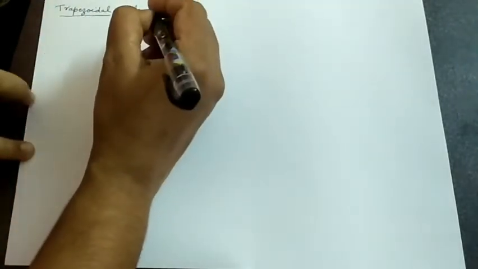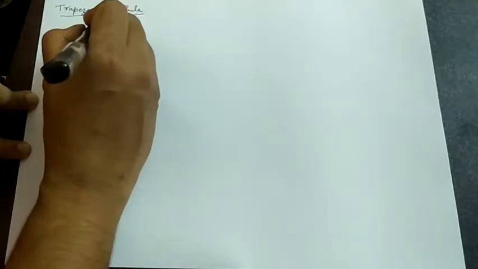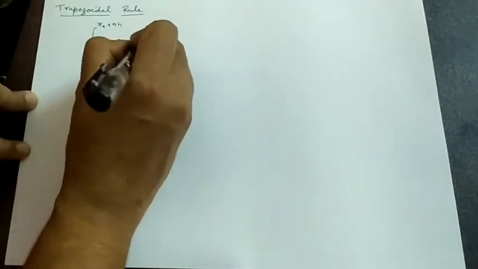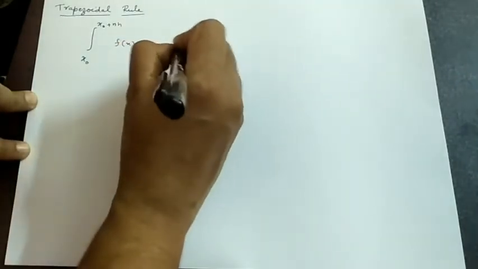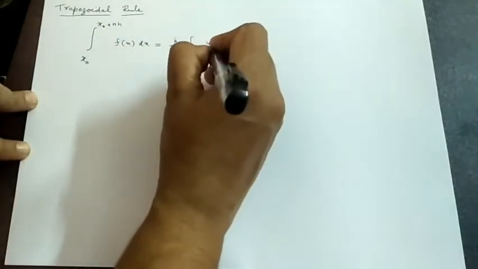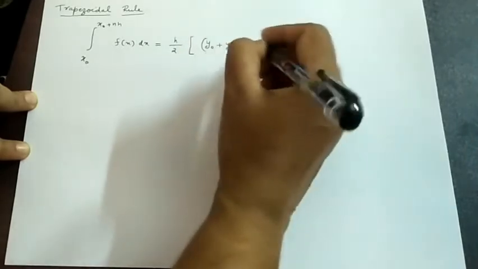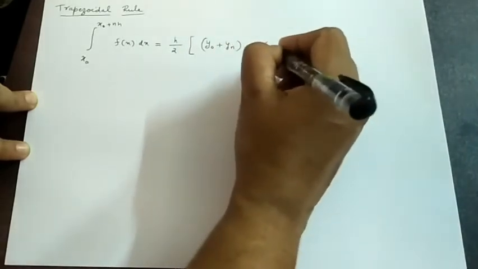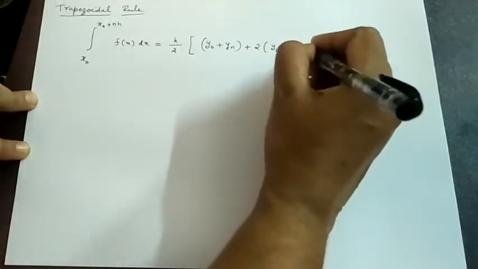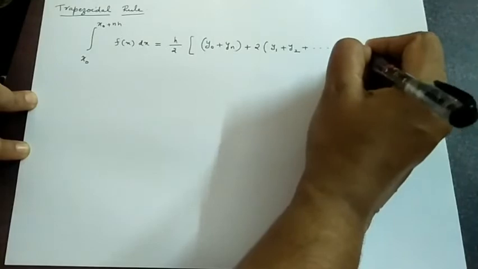Next we have the trapezoidal rule. Here I am discussing only the formula, not the proof. The integral from x naught to x naught plus nh of f of x dx is equal to h by 2 into y naught plus yn, plus 2 into y1 plus y2 plus etc. plus yn minus 1.